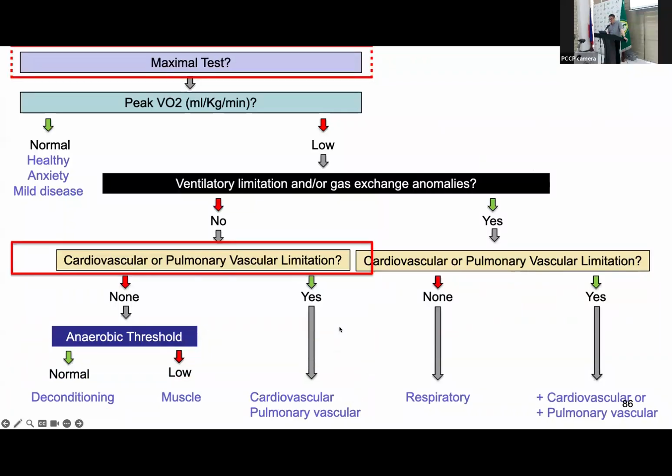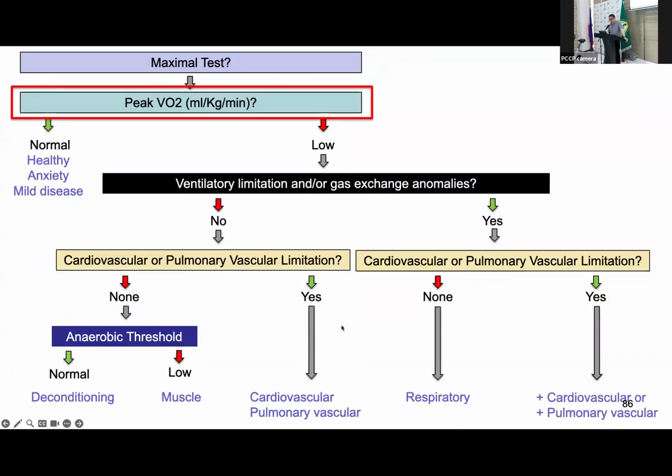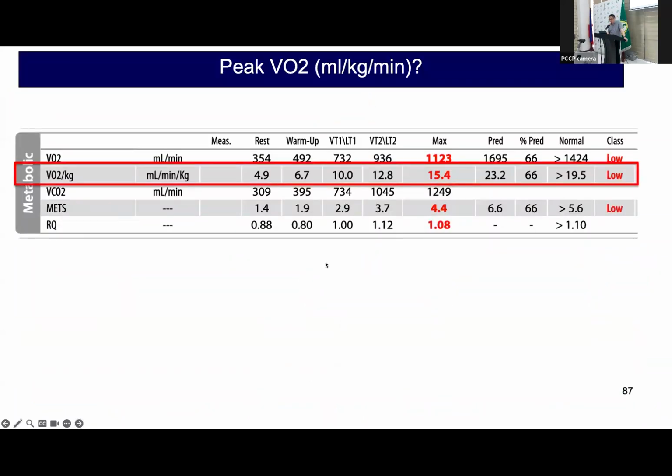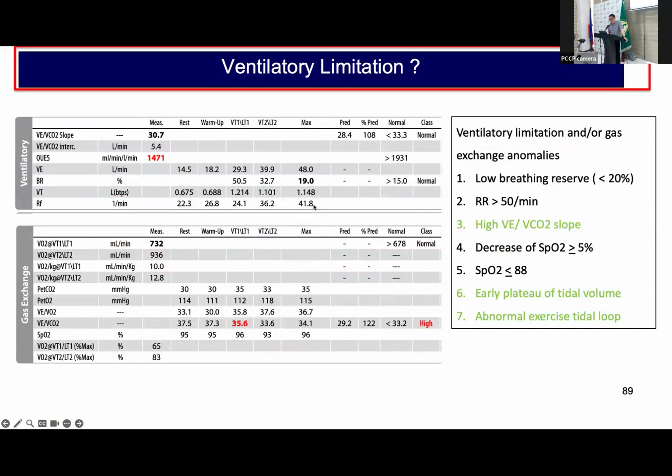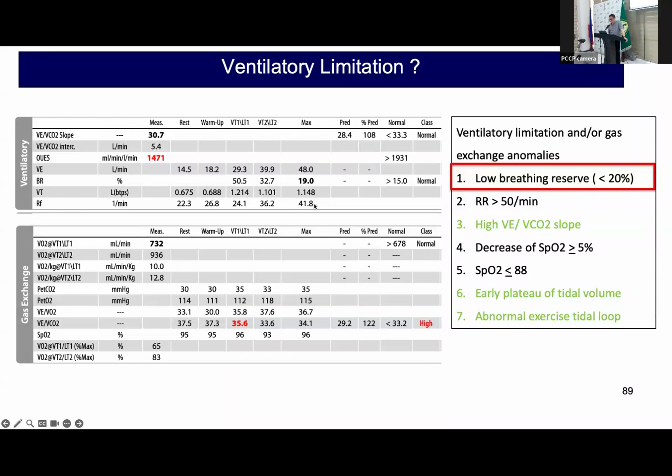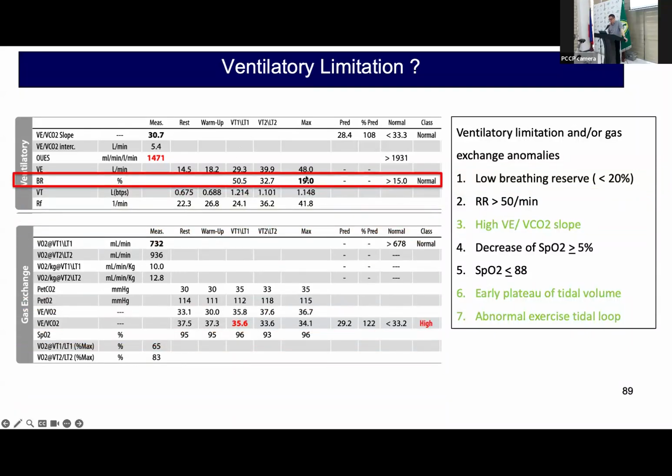Okay, the next thing is you look at the peak VO2, and we look at the ml per kilogram per minute. In the subject, the maximum is 15.4. Expected is 19.5. It is low. So if it is low, we look for ventilatory limitation and gas exchange abnormalities. Okay, what are the parameters? Is the breathing reserve less than 20%? It is not less than 20%. It is more than 15%, the cutoff they used here. Okay, there's no low breathing reserve.